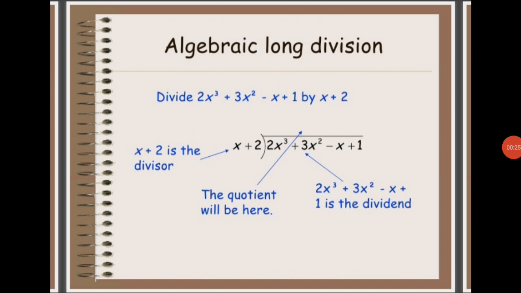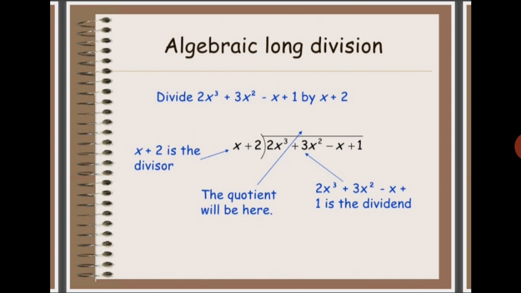Now here on your screen you can see two polynomials which are given, and we are supposed to divide them. So let us try to understand the method. It is known as algebraic long division also. Now the question is: divide 2x cube plus 3x square minus x plus 1 by x plus 2.